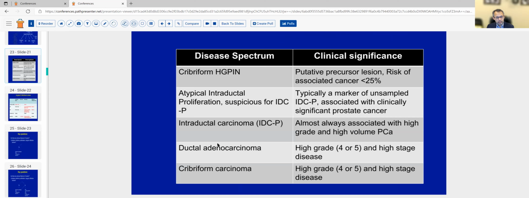Now, I have seen that urologists often get confused between intraductal carcinoma and ductal adenocarcinoma, thinking that they are one entity or similar condition. But I will talk about why they are not the same thing, even though ductal adenocarcinoma can have an intraductal component. Another important thing we will discuss is when it is especially important to distinguish between intraductal carcinoma and cribriform carcinoma, because this has become quite a hot topic in prostate pathology.